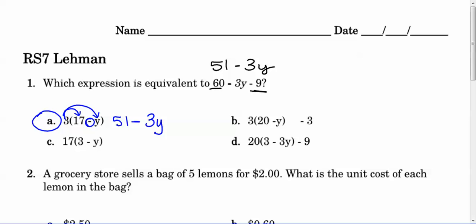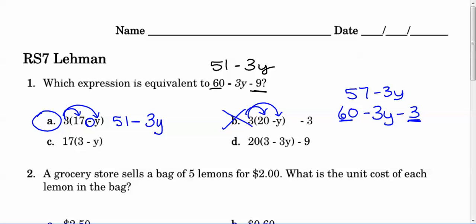Choice B, let's look at this one. We would do 3 times 20, which is 60, and then minus, because we have this minus sign, 3 times y, which would be 3y, and then minus 3. Well, if you take 60 minus 3, you're going to get 57 minus 3y, which does not equal 51 minus 3y. So that is not the correct answer.